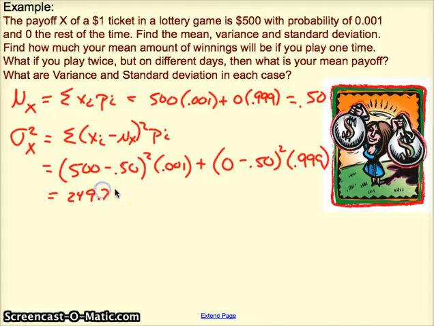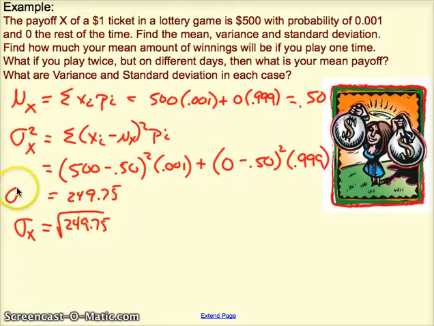Actually, you get $249.75. To get the standard deviation, we're going to take the square root of the variance. The variance was $249.75. The standard deviation is the square root of that, which is $15.80.